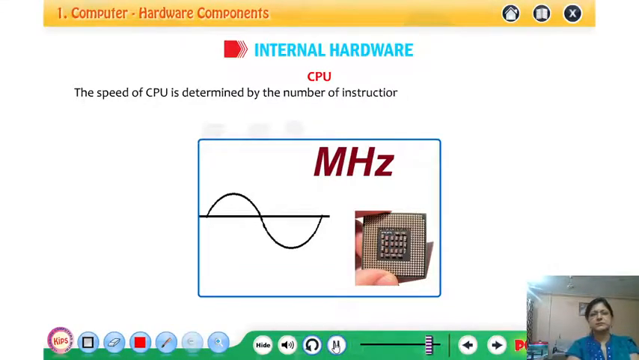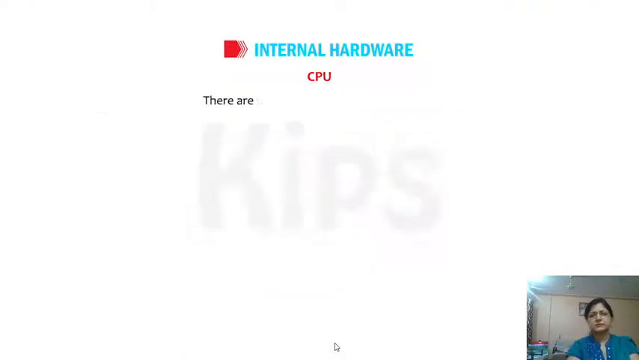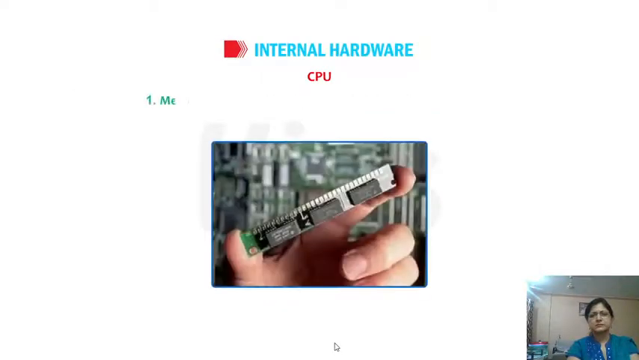Determined by the number of instructions it executes per second, which is measured in megahertz, MHz. There are mainly three components of CPU. Number 1, memory unit, MU. It is the principal storage of the computer. It stores both data and instructions when entered.